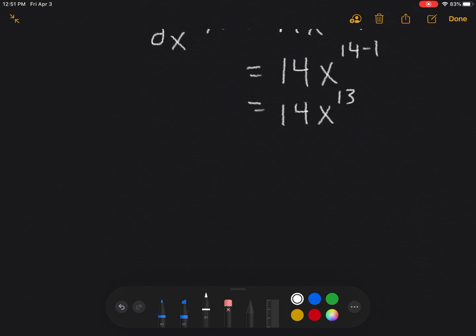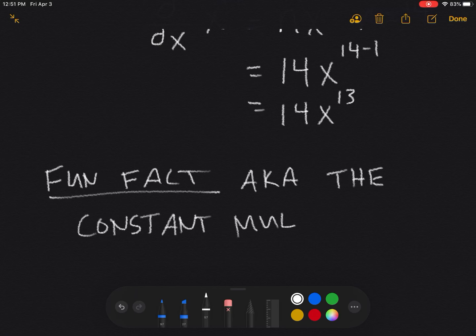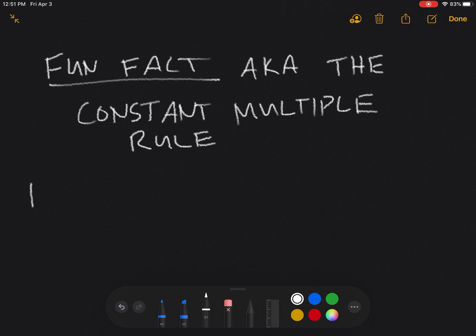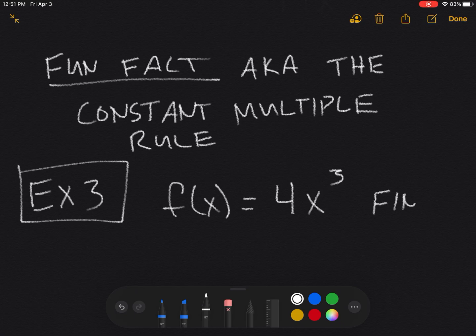There's one more fun fact I want to share with you. And this fun fact is also known as the constant multiple rule. Suppose I give you this example, for example 3, and I say f of x is equal to 4x cubed. Find f prime of x. You might wonder how it is exactly I'm supposed to handle this. Sorry, gang. How am I supposed to handle this constant 4?